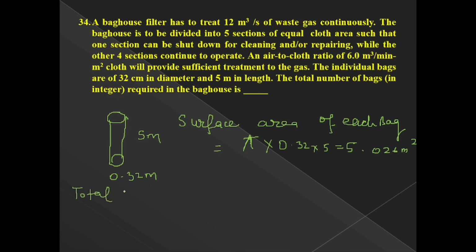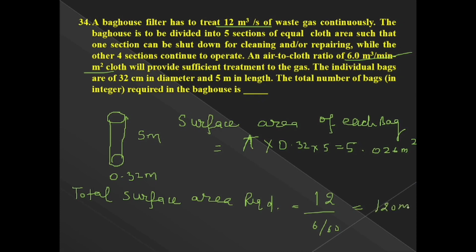Total surface area required we have to calculate. Total surface area required is equal to, at the rate of 12 meter cube per second discharge, 12 meter cube discharge divided by the rate, which is given as 6 meter cube per minute per meter square. So discharge is 12 divided by 6 divided by 60, and we found the value as 120 meter square.